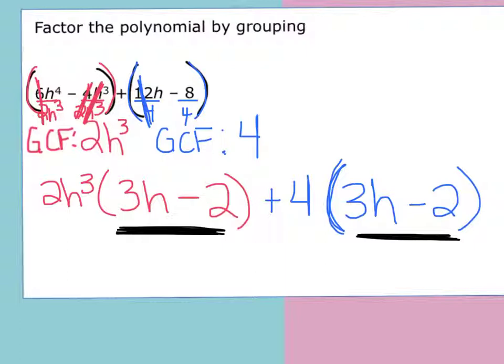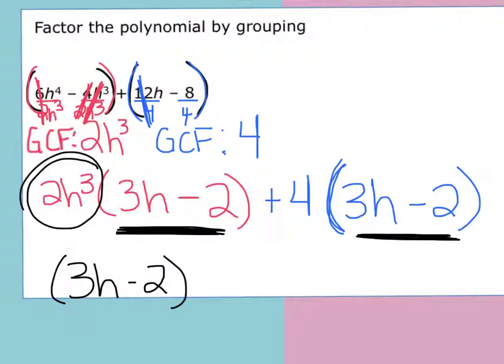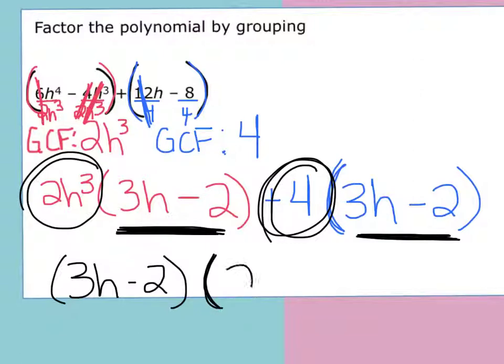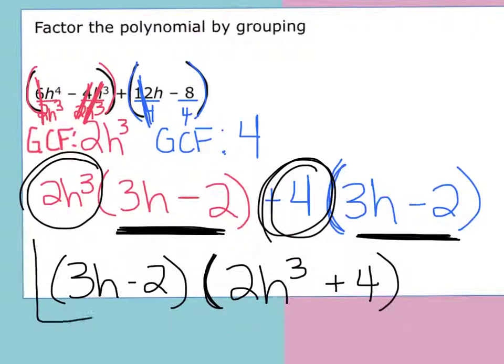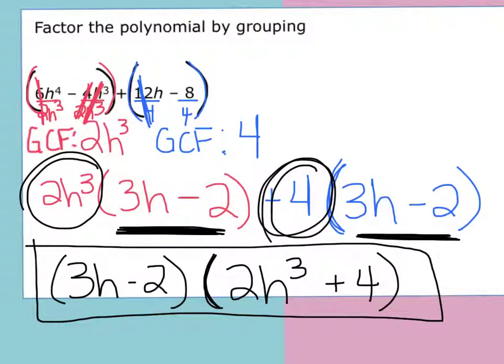So when you have the 2 same things inside the parentheses, you're going to take that out. So I'm going to take out 1, 3h minus 2. And then what's going to be left, which I'm going to circle right now, is these two terms on the outside. So inside my second parentheses is going to be 2h to the third plus 4. And now I have factored, and this is my final answer.